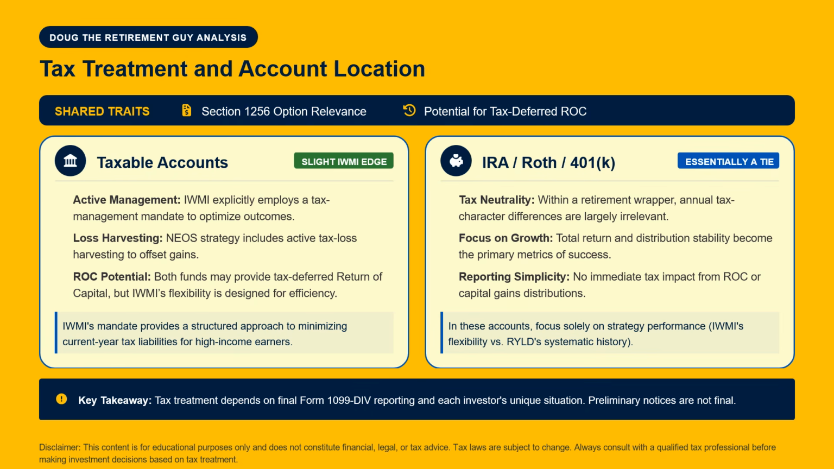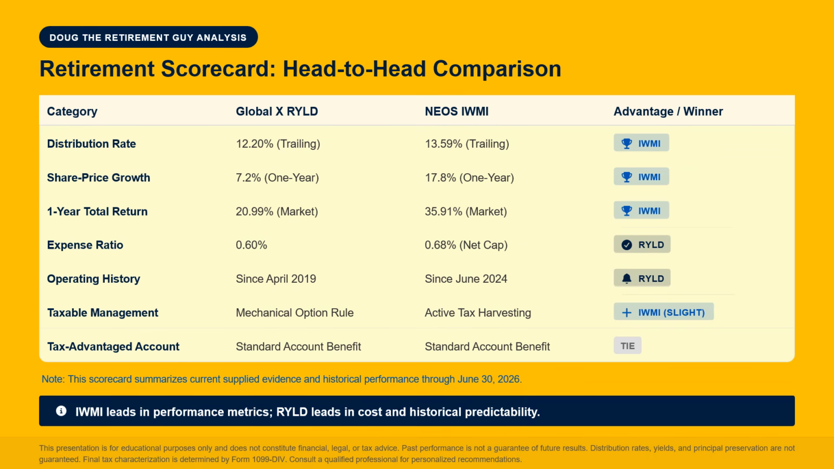But if you're in a brokerage account, which most retirees will be because it's easier to deal with than dealing with Roth, you have more options and so on. So the little edge goes to IWMI with the NEOS program, which we find a lot of with the NEOS package. So let's take a look at the head-to-head comparison, the scoreboard that we use.